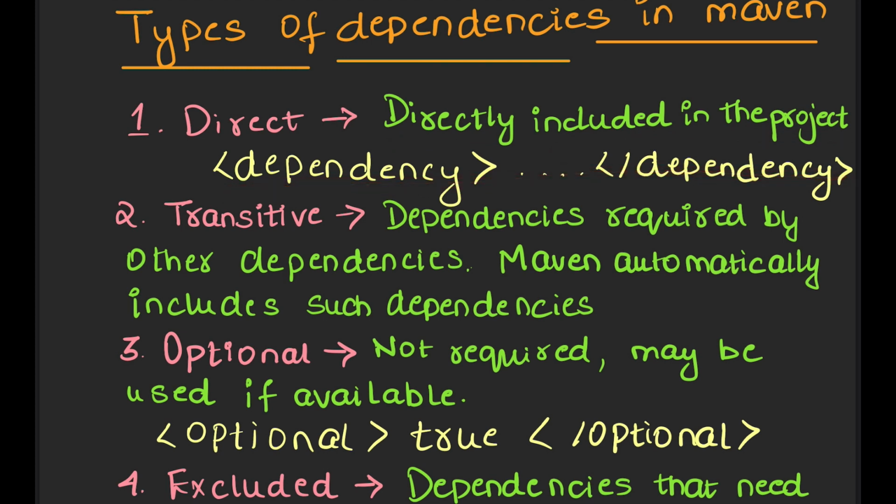Next we have transitive dependencies. These are dependencies that are required by other dependencies in the project. These may not be explicitly declared in the pom.xml file. Maven automatically includes transitive dependencies when you add a direct dependency to your project.